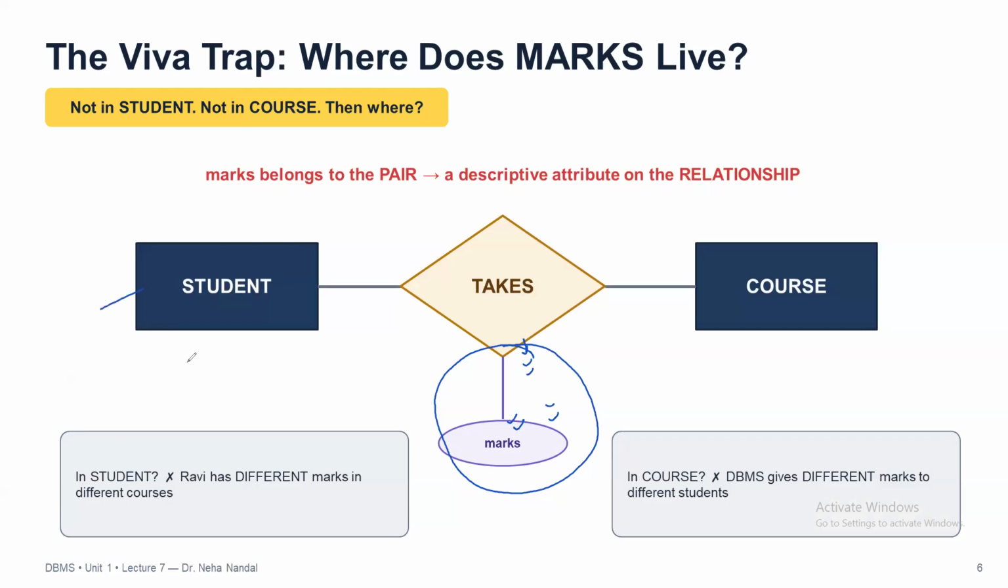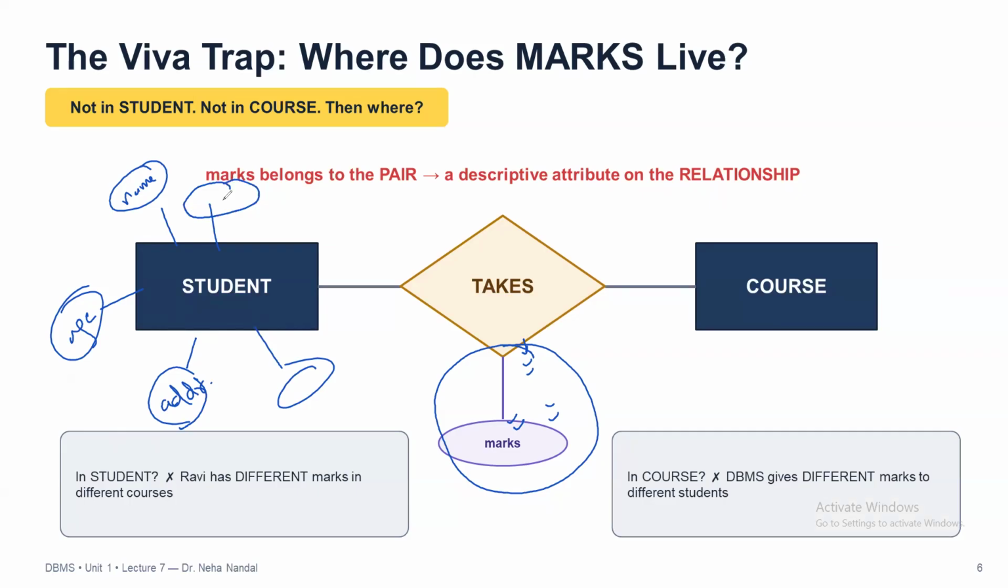Just like we discussed, there can be some attributes of an entity like name, age, address, and so on, which can be represented with an ellipse. I hope you remember this part, how to represent attributes, and different types of attributes we have already discussed. Now marks can be a part of student and also a part of course, but it is not a part of either of them alone. It belongs to both entity sets. That's why we say the marks attribute is a part of the pair.